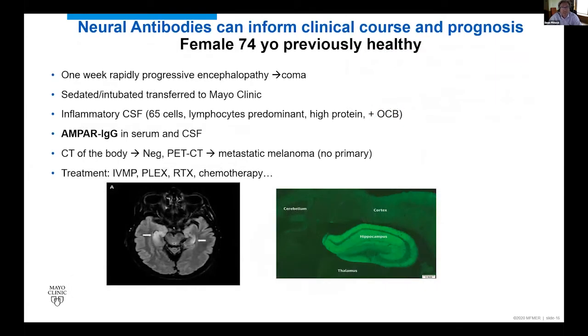This is an example of a 74-year-old woman who came in with a rapidly progressive encephalopathy. She had an inflammatory spinal fluid. You can see that she had evidence of limbic encephalitis on her MRI. And this is what we saw in the lab.